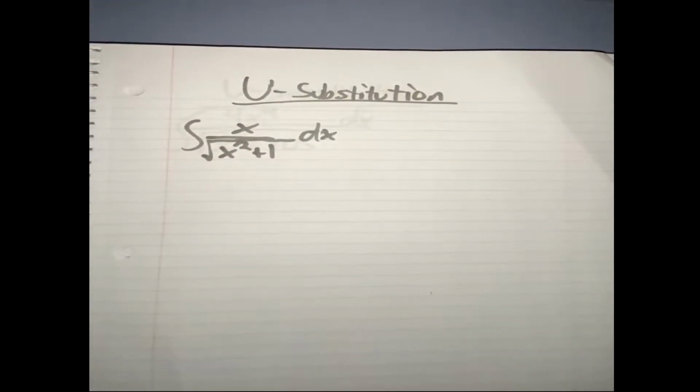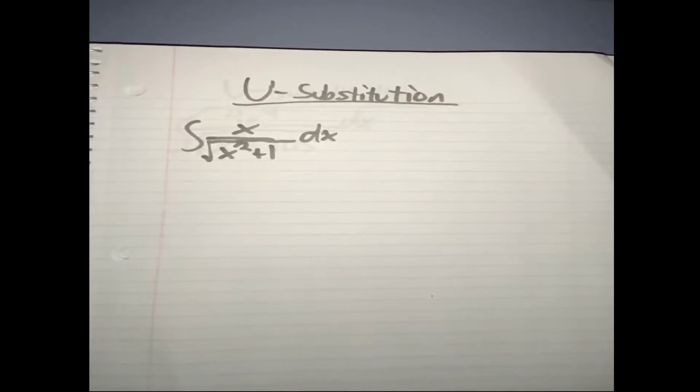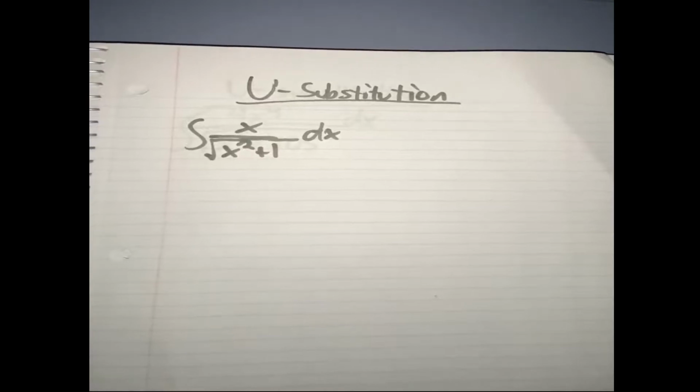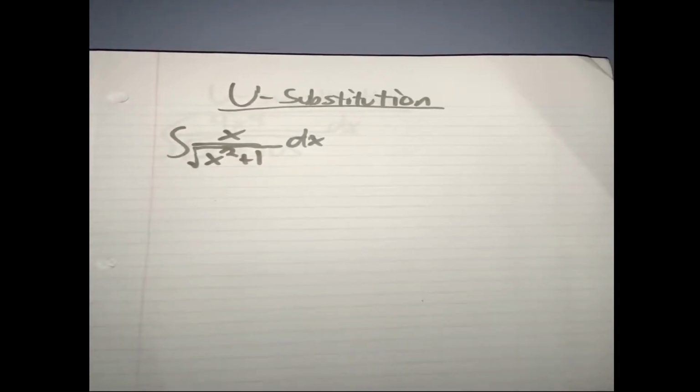Hello guys, so in this video I'm going to go over one of the simplest and most common techniques of integration, which is called u-substitution. You may have briefly covered it in Cal 1, but in Cal 2 you use it a lot. And in differential equations in Cal 3, etc., you also use u-substitution a lot, so it's better to become very familiar with it early.